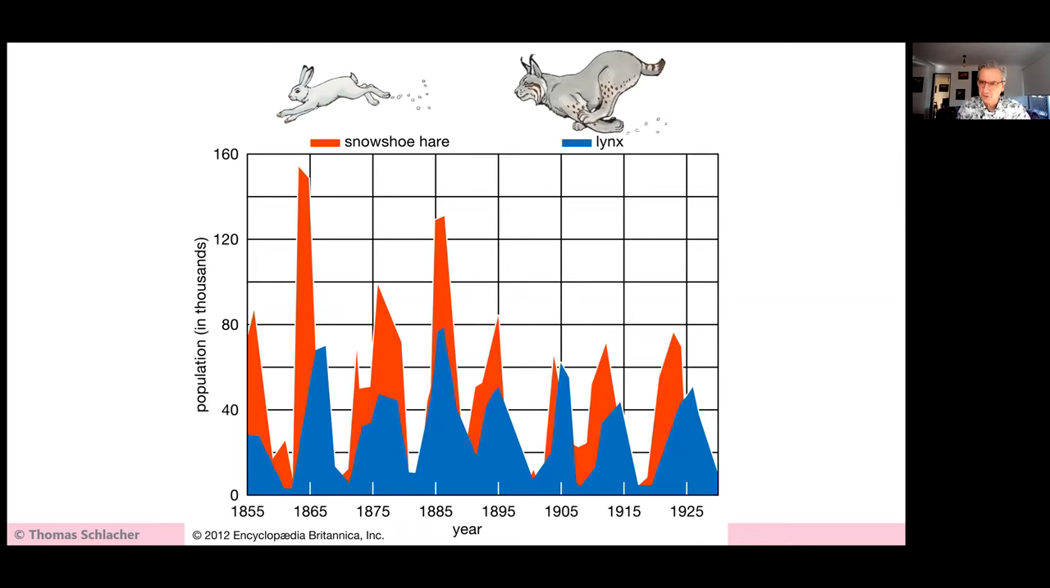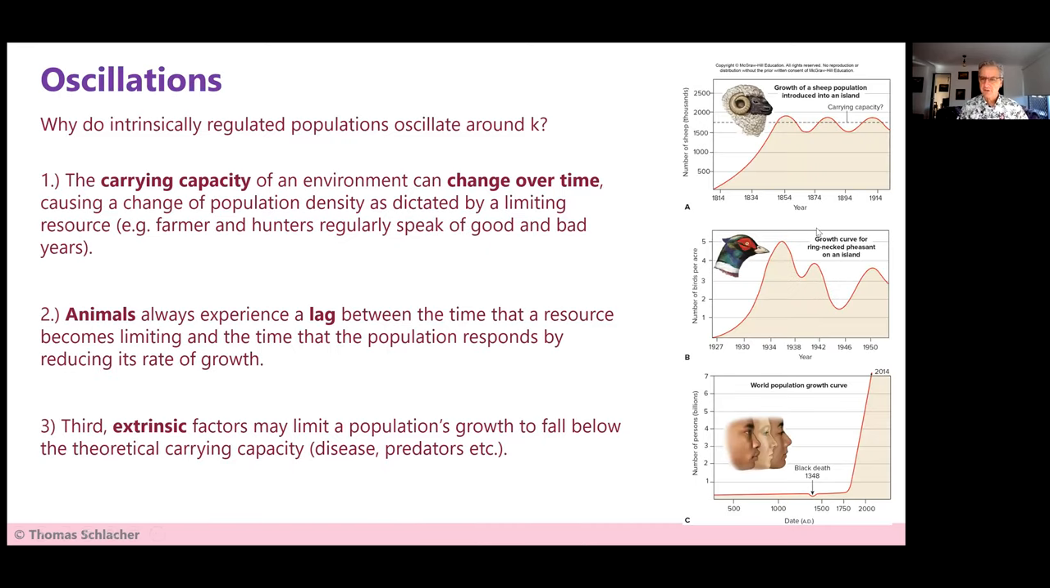And we know that from records of the pelts, the fur, which was traded. So what you can see is this very neat cycle where predator and prey oscillate in unison, a little bit offset. As the snowshoe hare goes up, so does the lynx, then the snowshoe hare goes down, the lynx take a little bit of time to go down, and the whole cycle repeats. And that lag time, here are a few other examples, most populations oscillate, they wobble, so to speak, up and down that common carrying capacity.